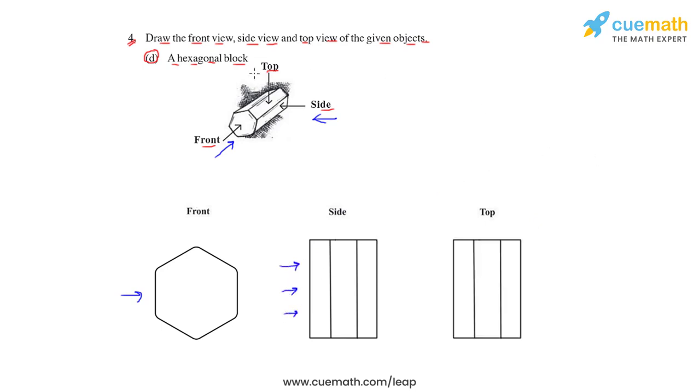Also, if we view the hexagonal block from the top, we'll again see the lateral face, which is represented by a set of parallelograms. So these are the three different views which represent this hexagonal block, and let us now move on to the next object of the question.